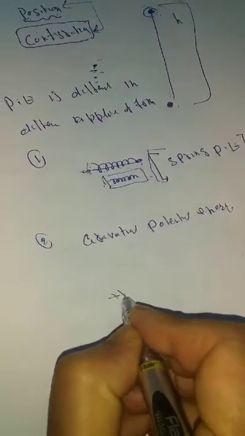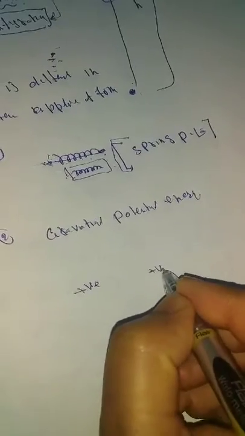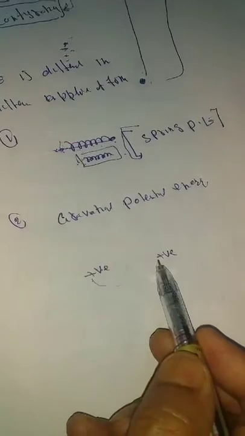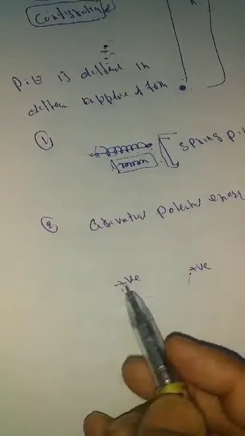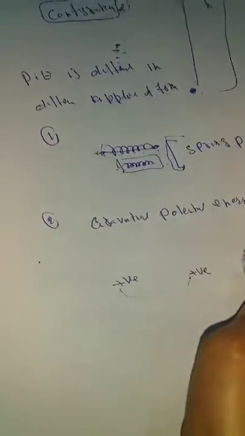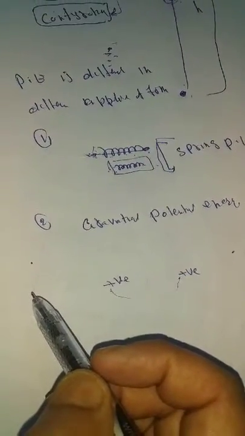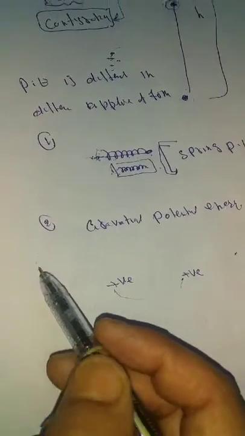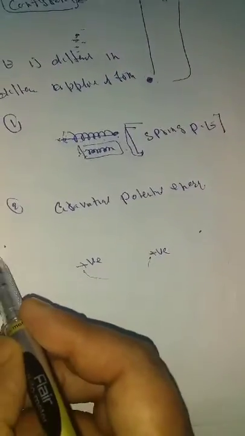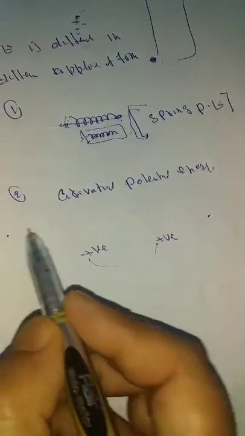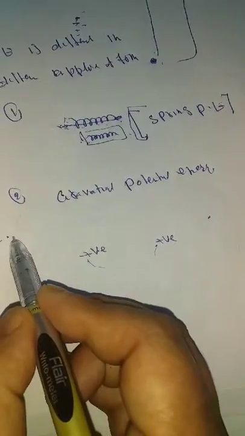I will give you another example. Suppose these are two positive charges. Here is one positive charge, and this is another positive charge. As per the rule, when two charges are like charges, they repel each other. That means they will move away from each other. Suppose I apply an external force and bring these two charges nearer. We have done certain work.